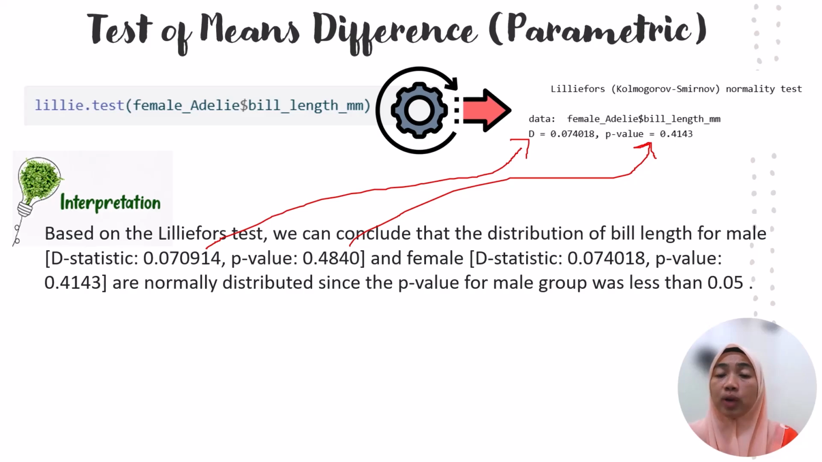In the output, your p-value is 0.4143, which means it is greater than 0.05. So you can see the output, and we can interpret whether it is normal or not.